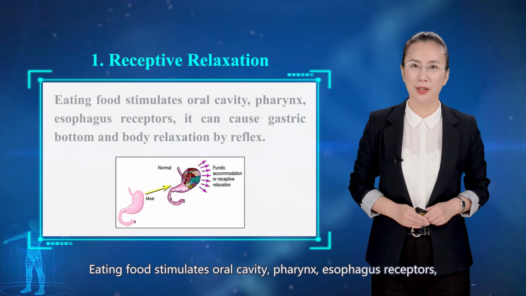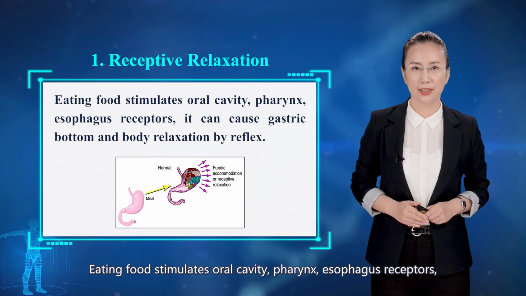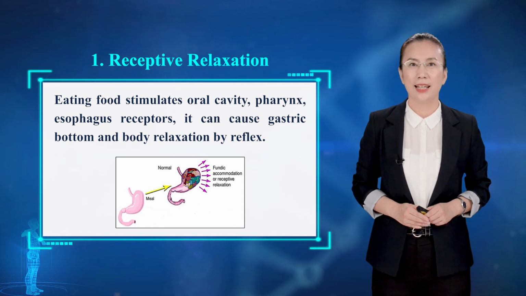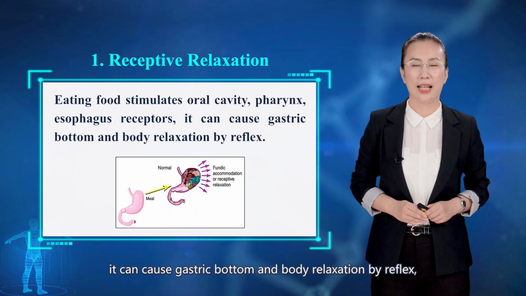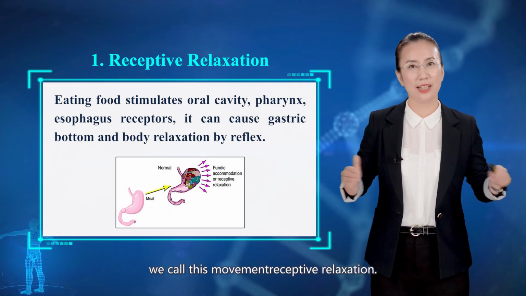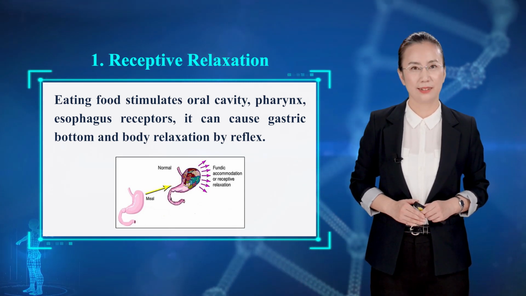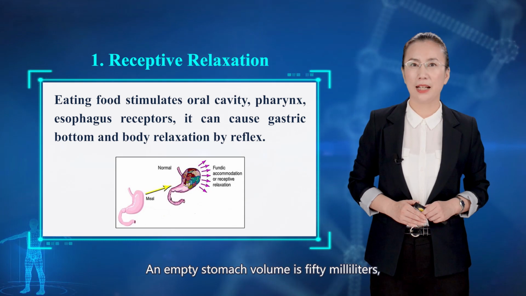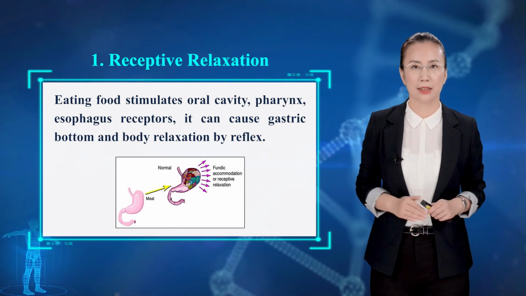Eating food stimulates oral cavity, pharynx, and esophagus receptors. It can cause gastric fundus and body relaxation by reflex. We call these movements receptive relaxation. An empty stomach volume is 15 milliliters.